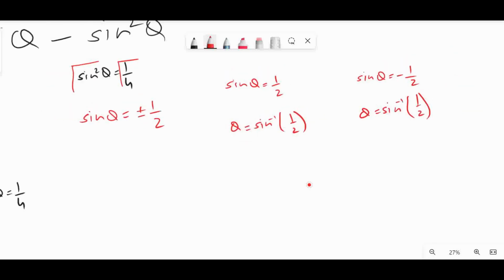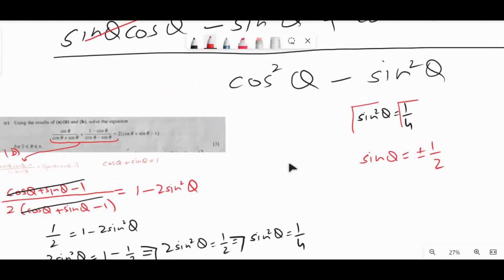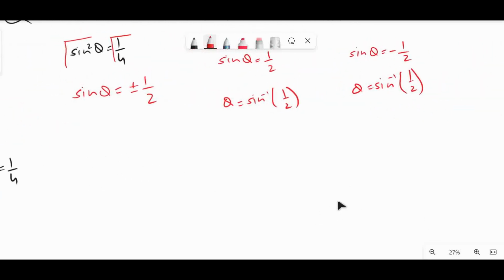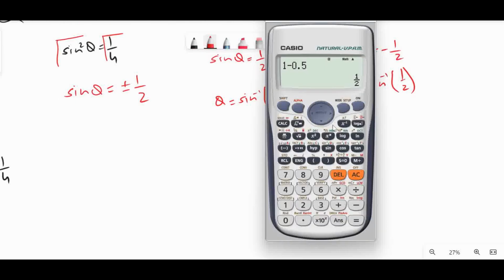Now from here just calculate the values, but keep this in your mind that your calculator must be in radian mode, because here you can see that the range of the angle is from 0 to pi. So your calculator must be in radian form, otherwise your answer will not be the right answer.